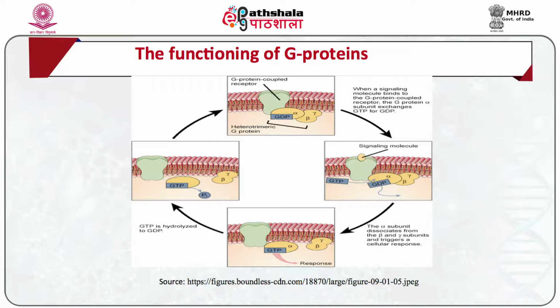G proteins form a common link in most signaling pathways that begin with a neurotransmitter receptor and finish with effector proteins. There are several transmitter receptors as compared to G proteins. Therefore, some G proteins can be activated by several receptors. The functioning of G proteins has the same basic mode of operation.